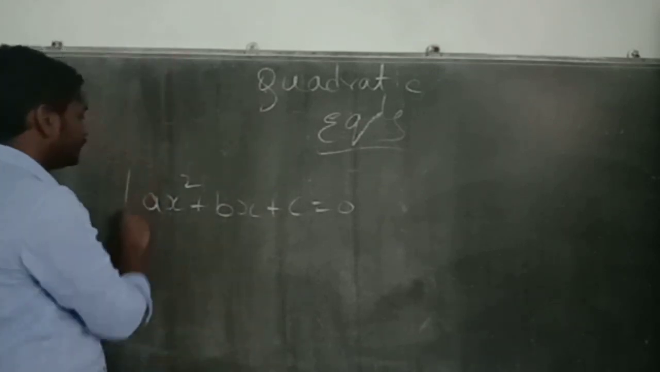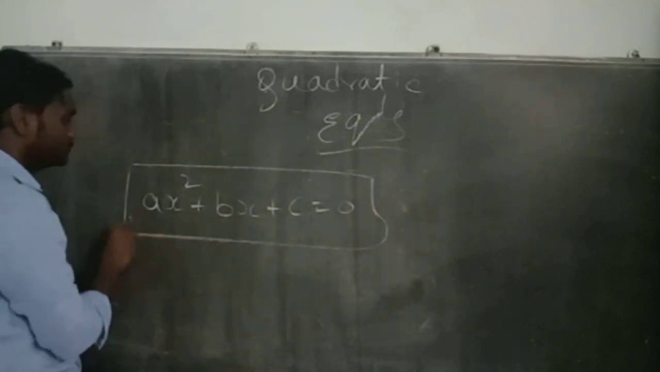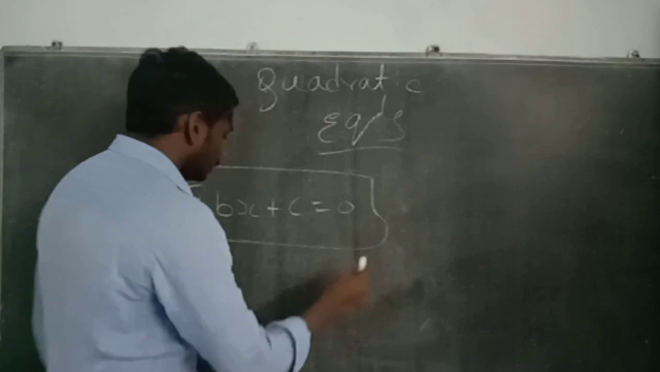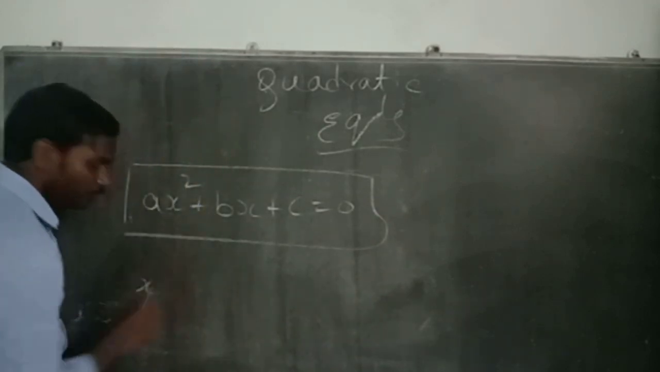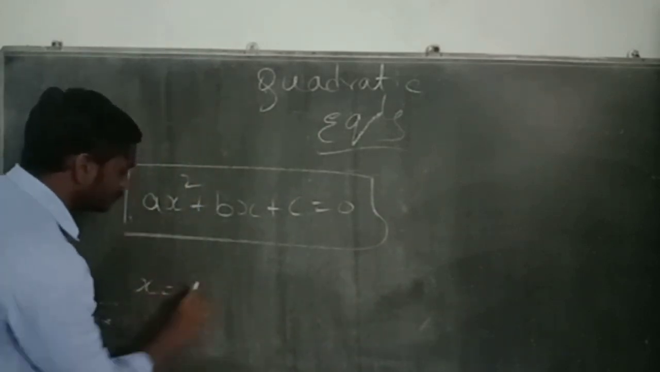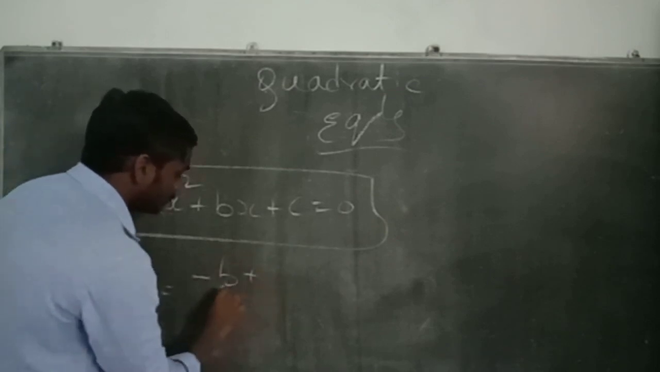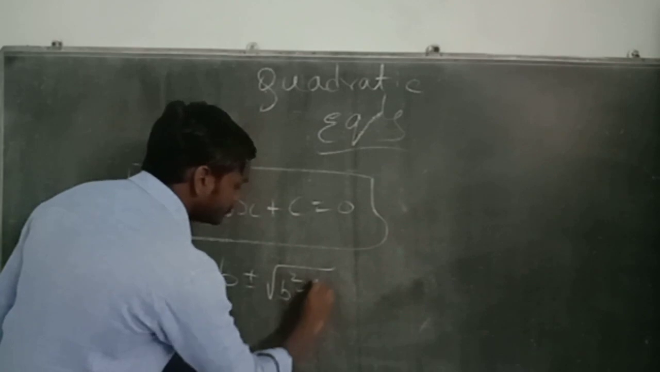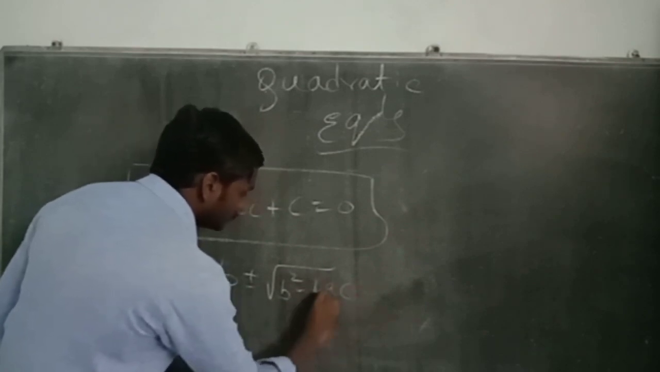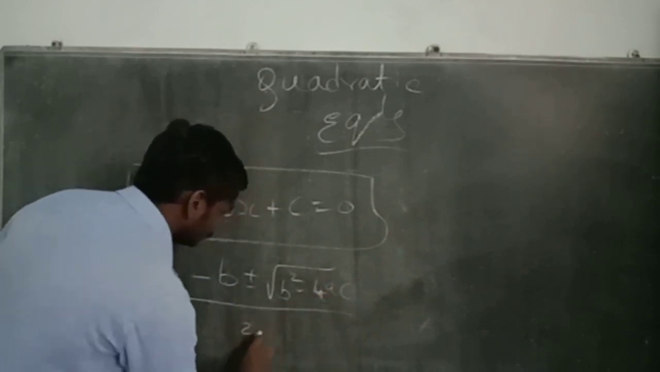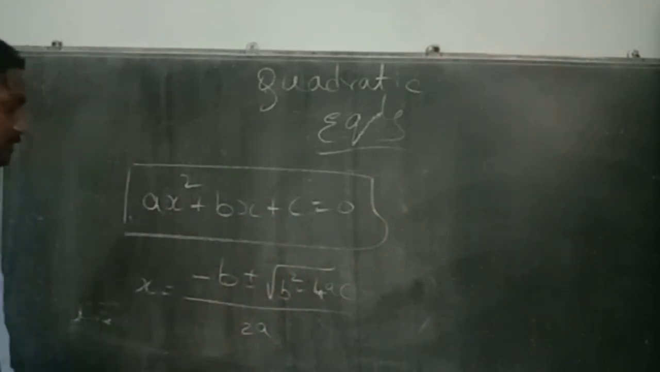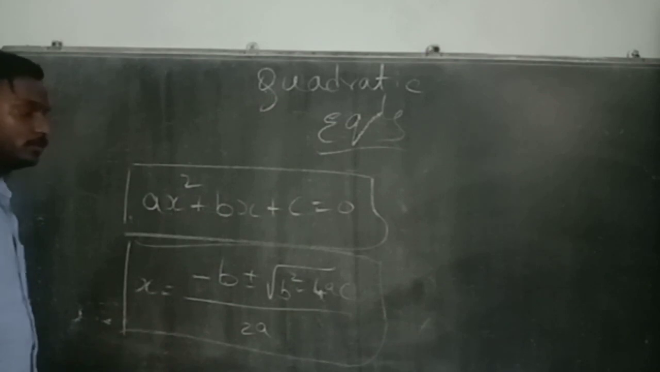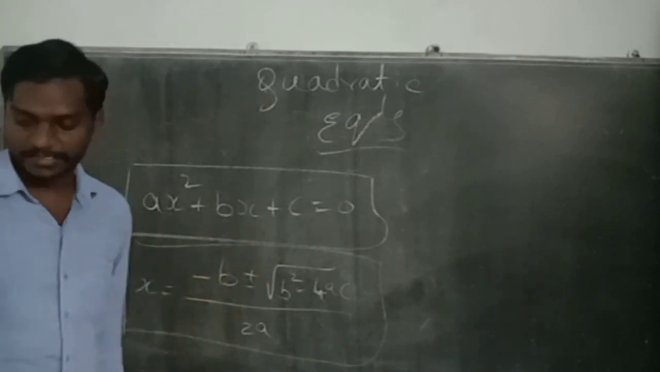So a quadratic equation ax square plus bx plus c has the basic formula of finding the x value, which is nothing but minus b plus or minus root over b square minus 4ac, divided by 2a. So this is the basic formula to find the roots or the zeros of a quadratic equation.